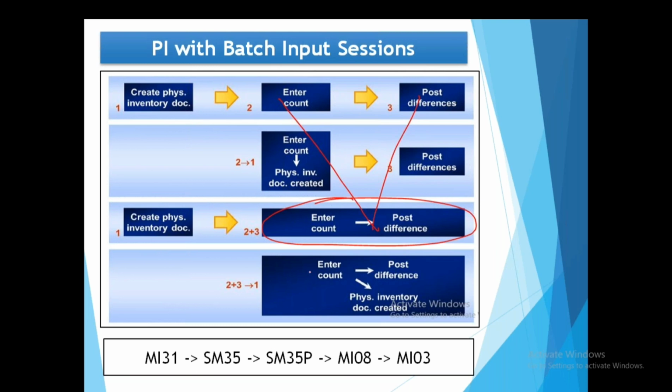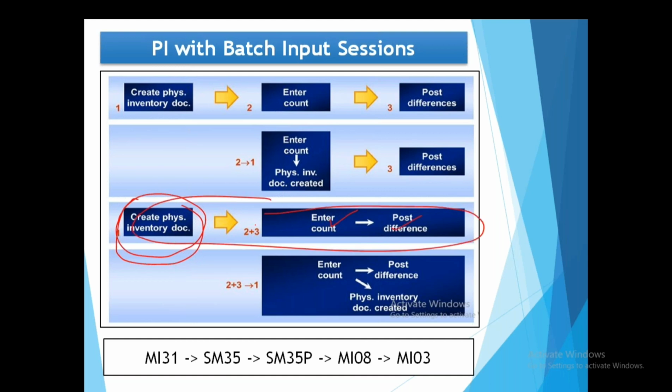Or sometimes they enter the count directly, post the differences, and that time the physical inventory document is created. All the three phases into one. That also can be done. But most widely used is, first they will create the physical inventory document, then they enter the count and post the differences. That's what they will do.